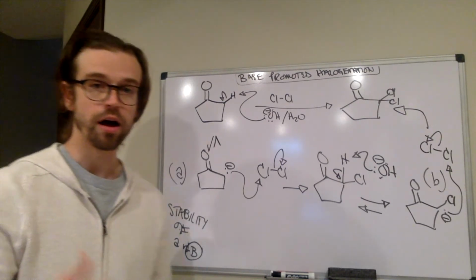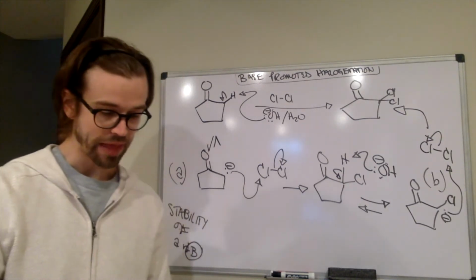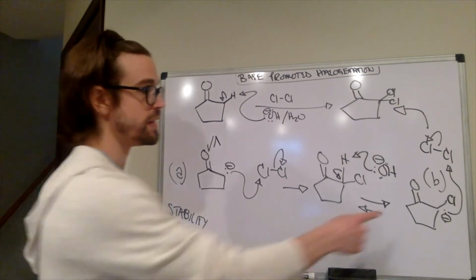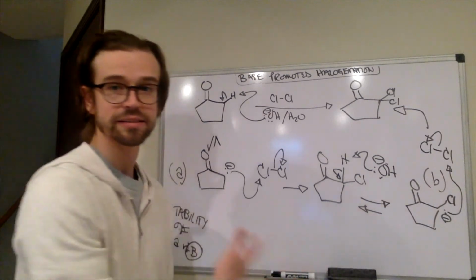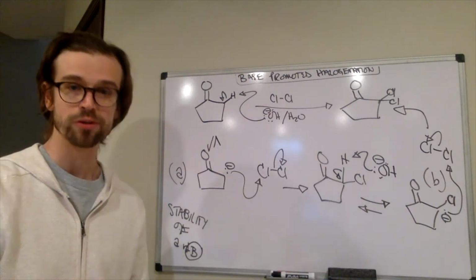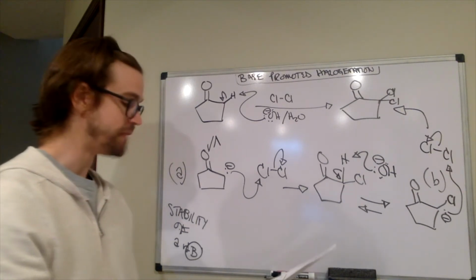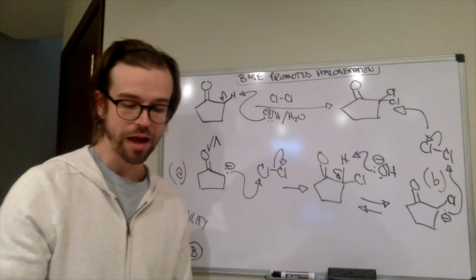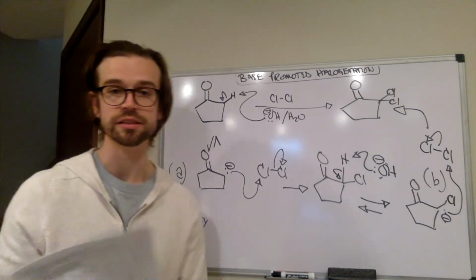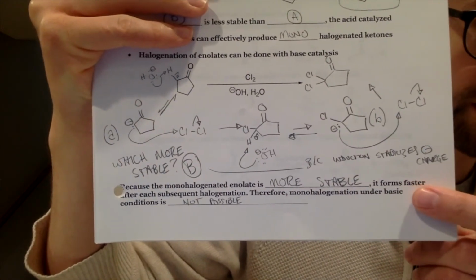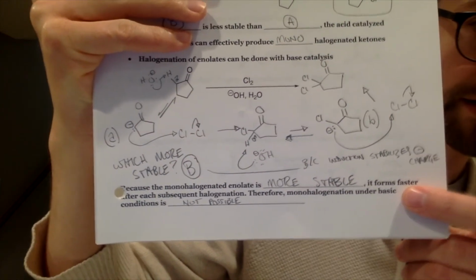And then again, in the course packet, I have a statement about that. It says because the monohalogenated enolate, in this case it's B, is underlined, more stable is what you would write in there. It forms faster after each subsequent halogenation. Therefore, monohalogenation under basic conditions is not possible. So that's where you're filling in these blanks down here.